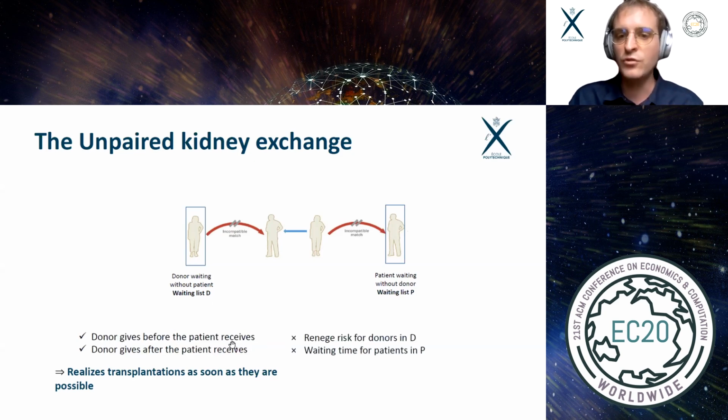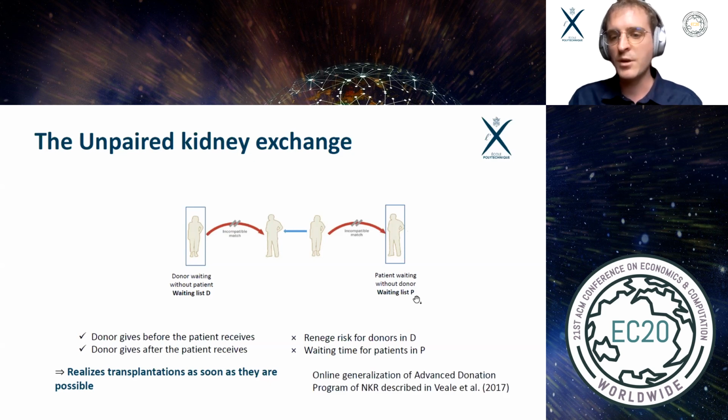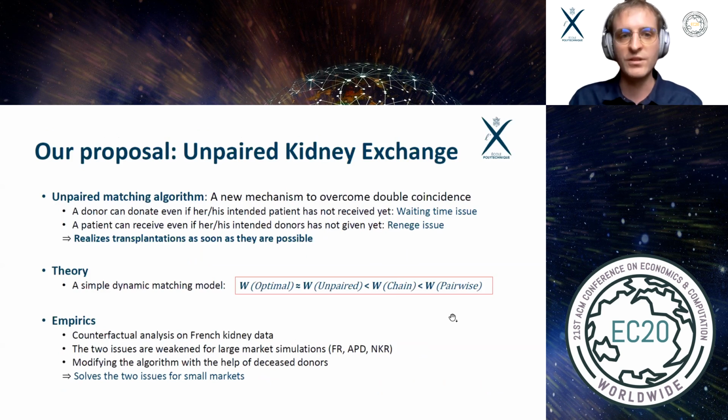Now you have two possible issues in this mechanism. The first one is that, as before for chains, because donors give before their patient receives, you might have a renege risk of donors. But also, now that the donor gives before the patient receives, you might have an issue of waiting time of these alone patients in the system, the patients who are waiting in P. This proposal is basically a generalization of what is called the Advanced Donation Program of the NKR kidney exchange program in the US. And what we do in this paper is introduce this unpaired matching algorithm.